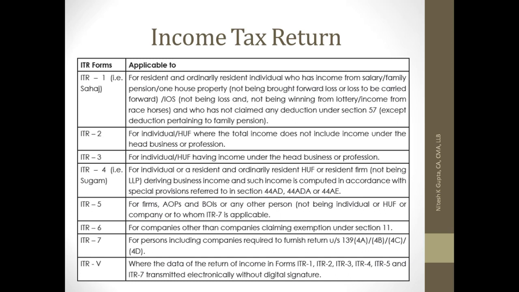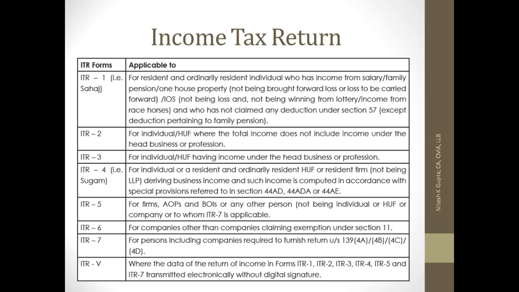One, 2, 3, 4, 5, 6, 7 and ITR V. So Sahaj and Sugam are the other names for ITR 1 and 4. ITR 1 is for a person who is having only salary income, only one house property and other source income, no other income. So this is a description. Who can file return in ITR 1?